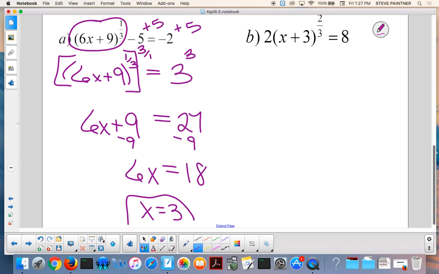Okay, watch. You don't need your calculator. Answer the question, ready? 6 times 3, 18 plus 9, 27. Cube root of 27, 3. 3 minus 5. Bam. You don't need your calculator, guys. You can do the checking in your head. These numbers are really pretty easy to work with. Okay. Go. Try to get that one.